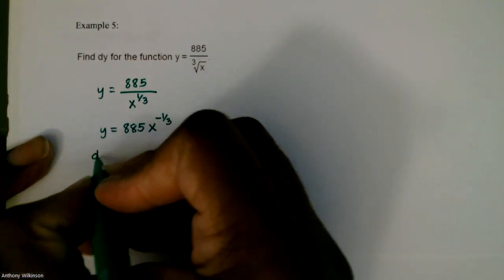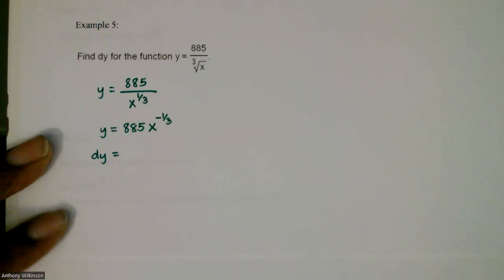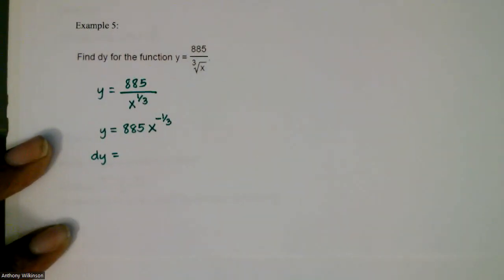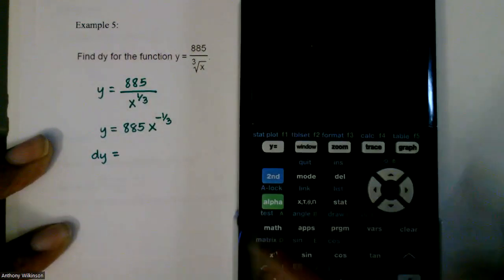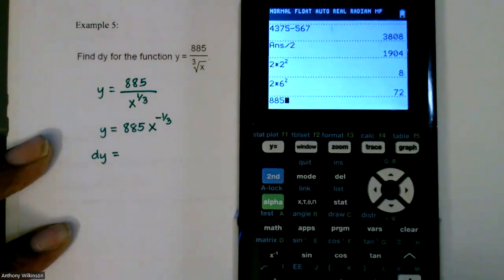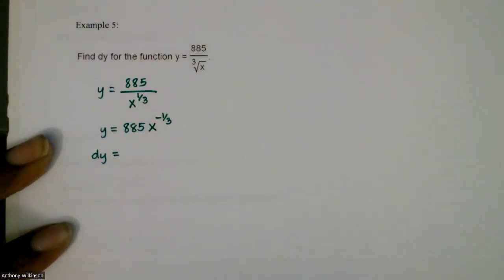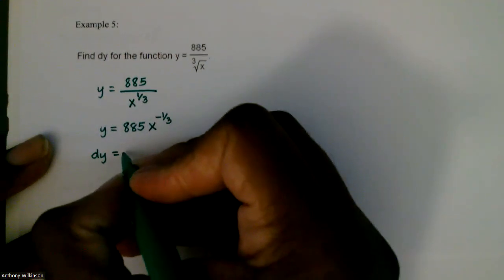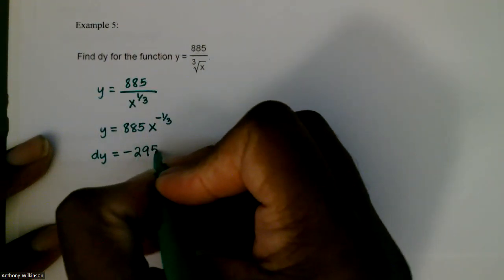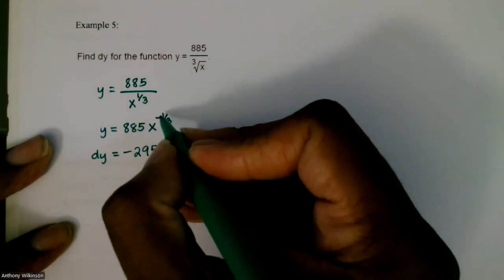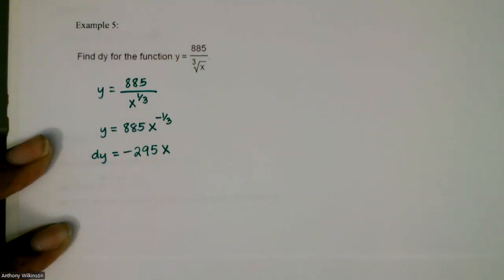Now we can find out what dy is. If I take the derivative of 885 x to the negative 1/3, I bring the negative 1/3 down and multiply it by 885. So 885 times negative 1 divided by 3, that would be negative 295, and then copy the x over to the 1 less power. That means I have to subtract 1 from negative 1/3.